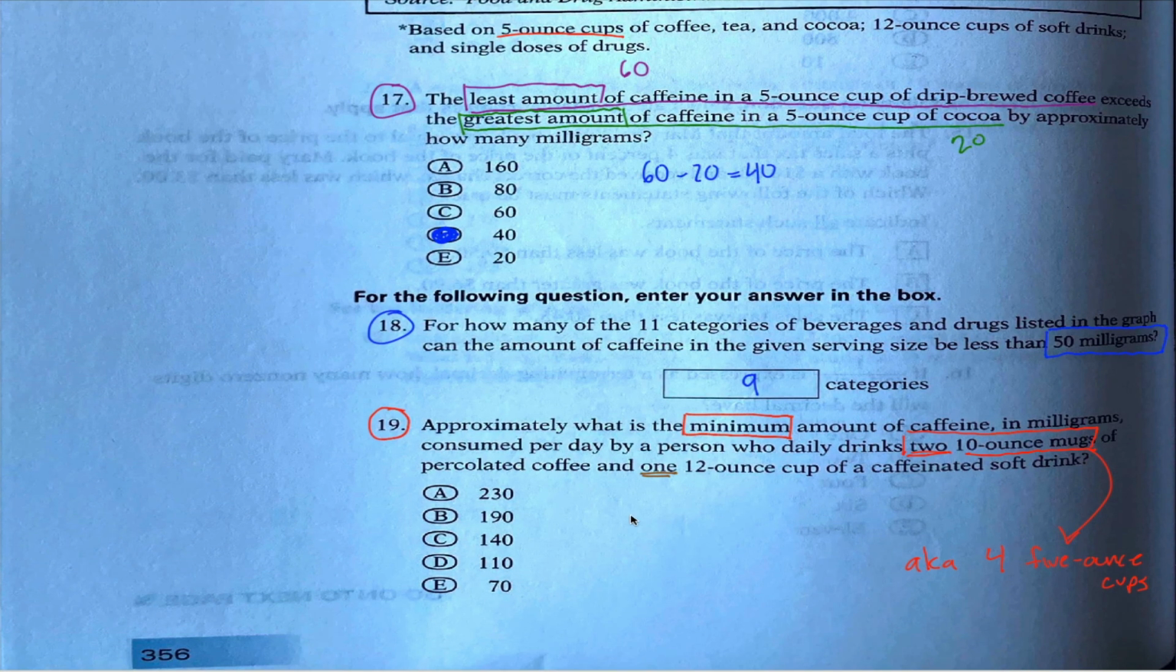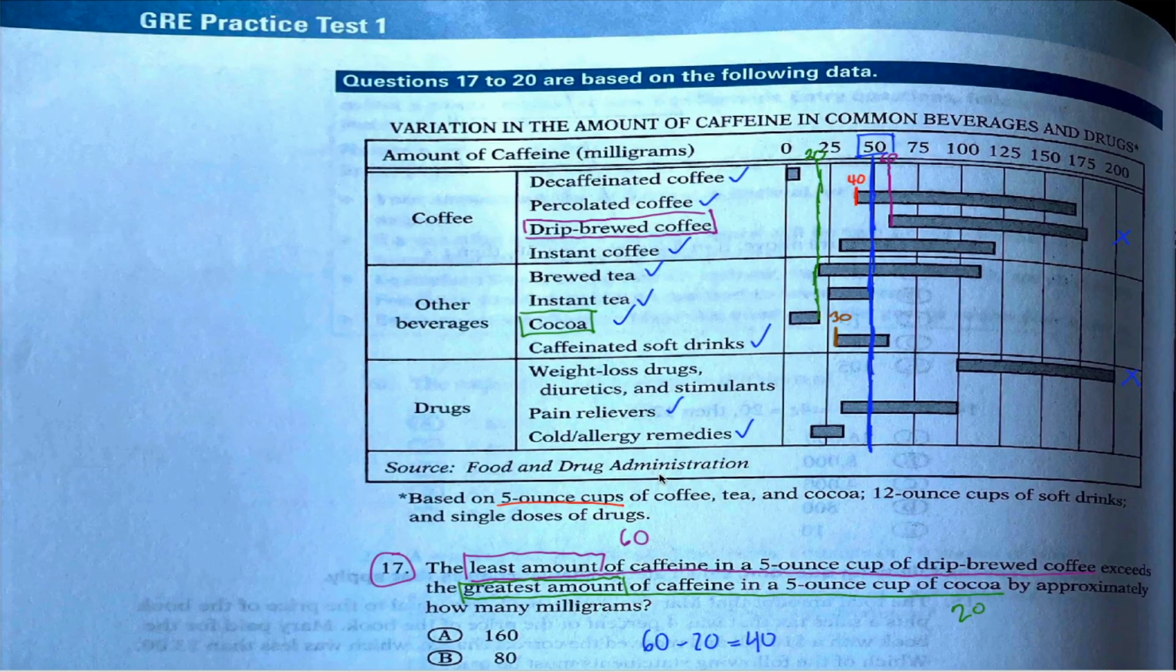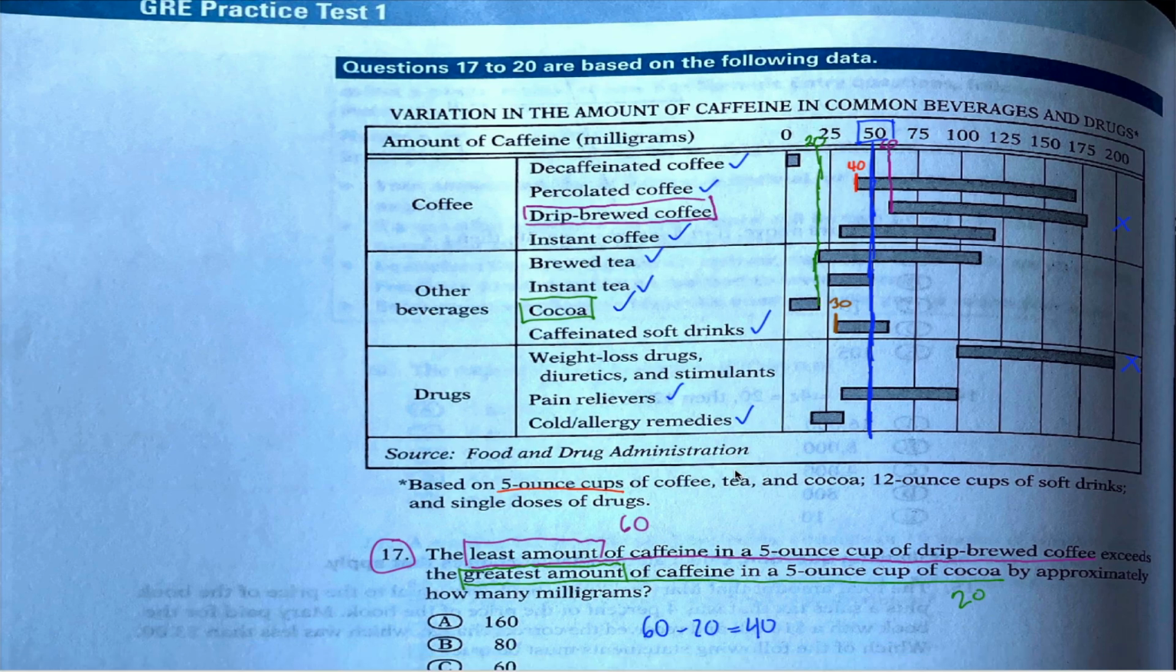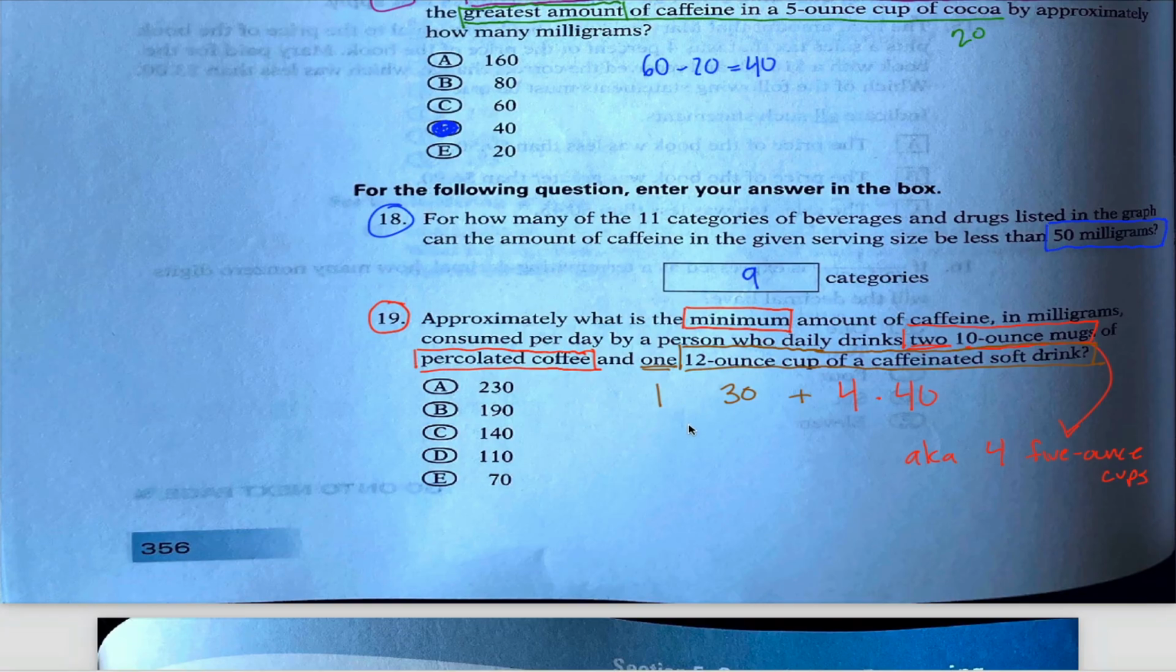So going back down here, I have 1 of those 30s plus 4, remember 2 10-ounce mugs of these percolated coffees, which we saw from above, contain a minimum of 40 milligrams of caffeine, somewhere between 25 and 50, but I'm closer to 50 than I am to 25, so I'll ballpark it to be 40. I got 30 plus 4 40s, which is 160. In total, I have 190 milligrams of caffeine. Looks like my answer is B.